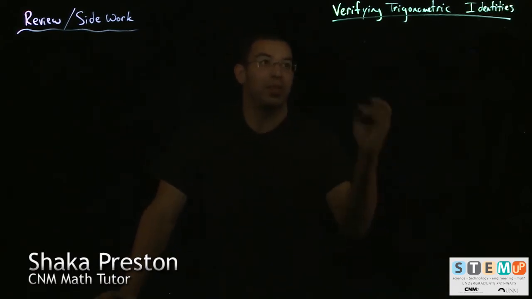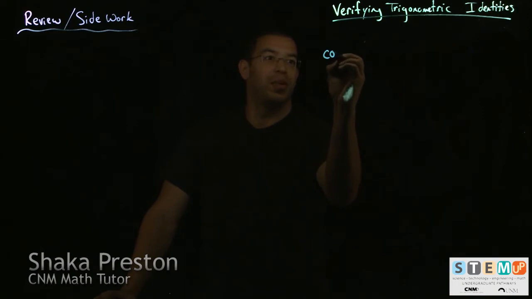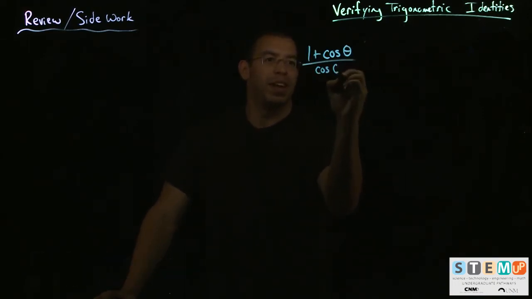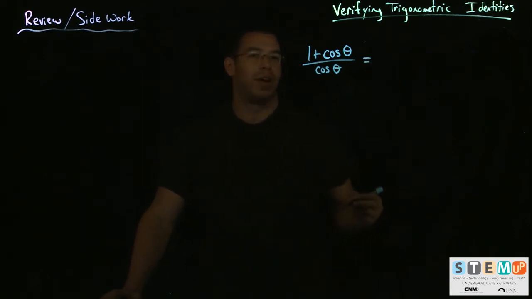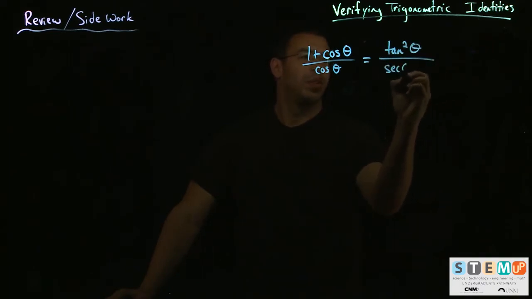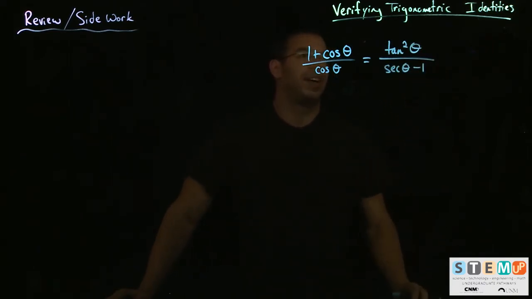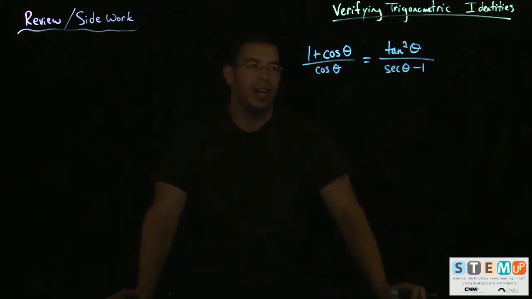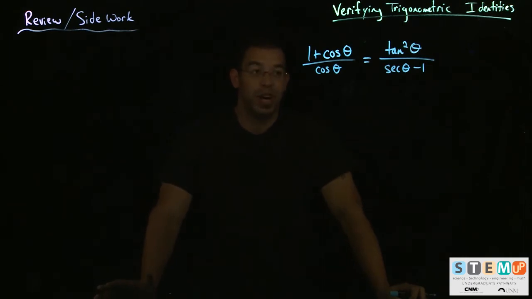I wanted to start with a problem which I thought was a helpful one for a lot of these verifying identity problems. What we're doing when we verify these identities is we're just showing that each side's equal. The left-hand side's equal to the right-hand side. And typically all we need to do is use algebra and the trigonometric identities that you already know.